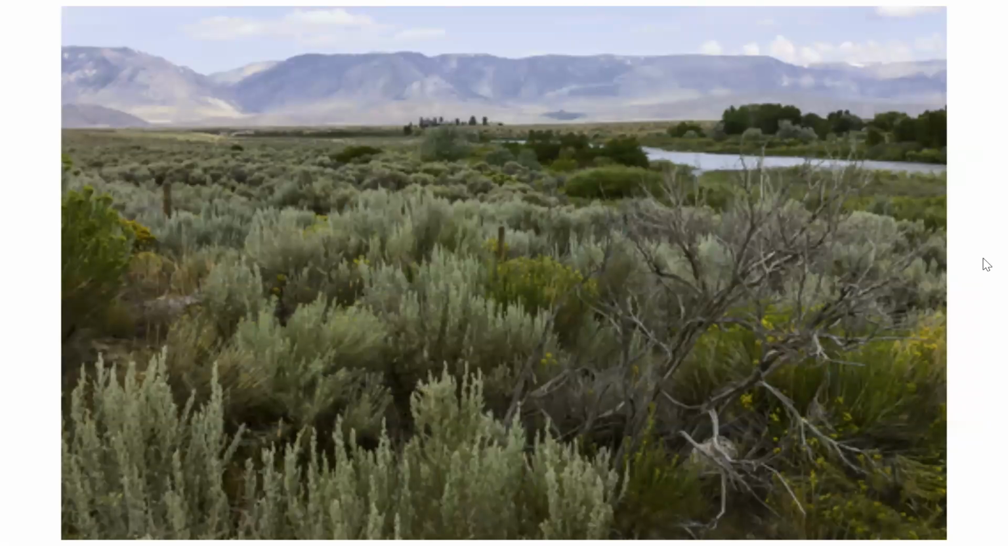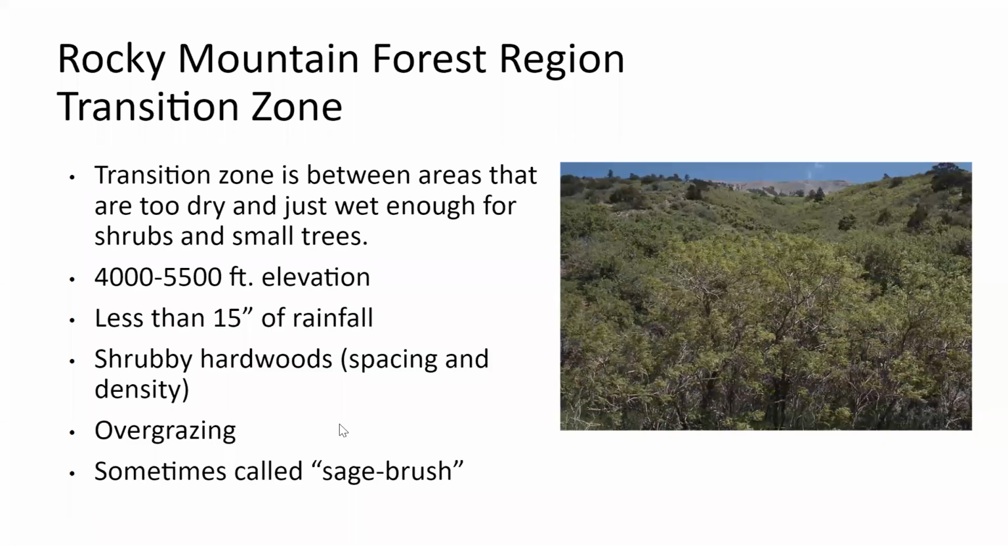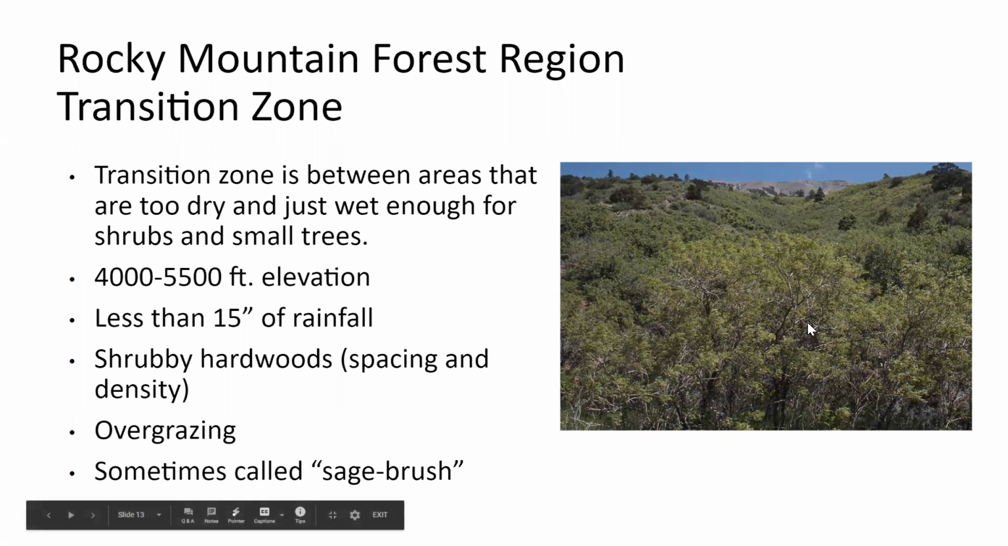So this is your general start to the transition zone, right? You can see the Rockies arise here out of nowhere from this big flat plain. And we have primarily sagebrush, but there's also creosote bush and maybe mesquite there. And so we tend to find these transition zones on the east side of the Rockies where moisture is still a major limiting factor. So generally this occurs between areas that are too dry to support trees, but just wet enough for shrubs and maybe some small trees you can see mixed in here in this photo.